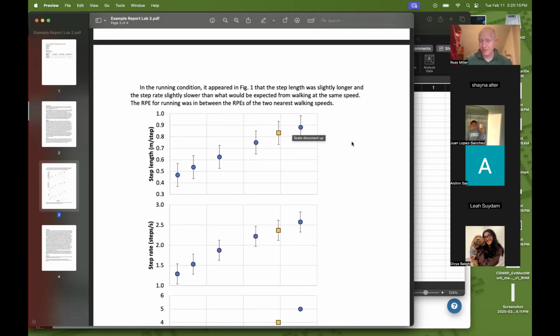One lab report per group. Yes, your group submits one report. You all need to each submit one report.